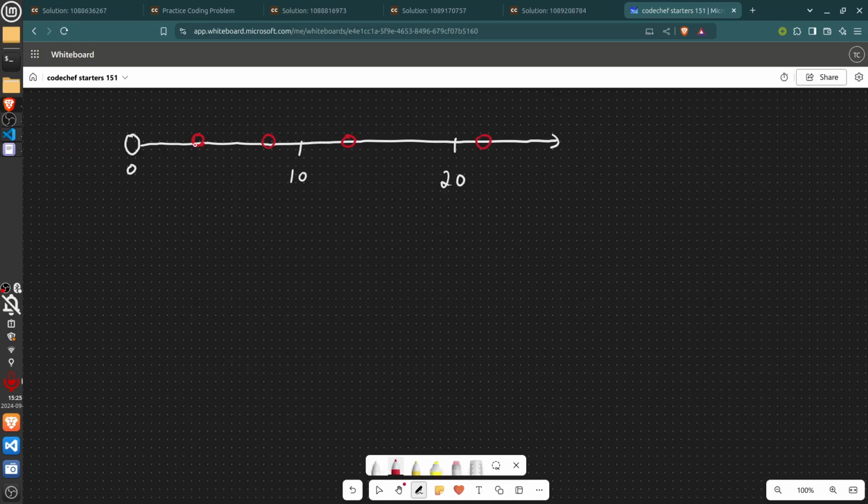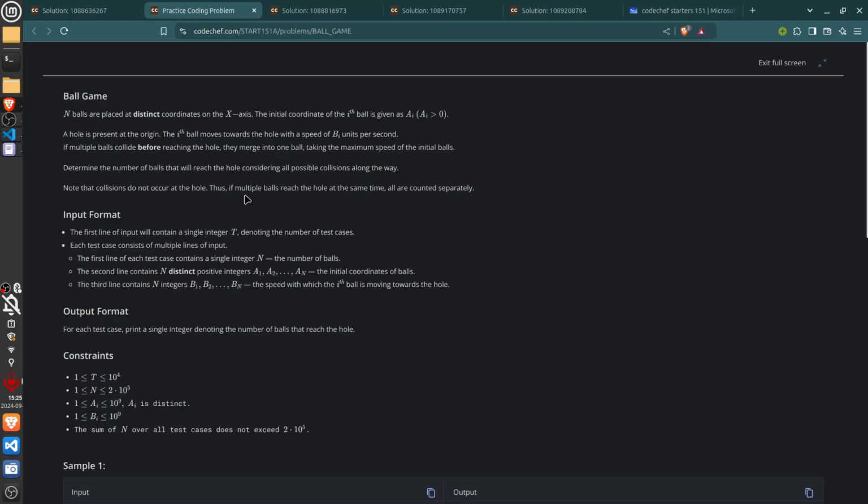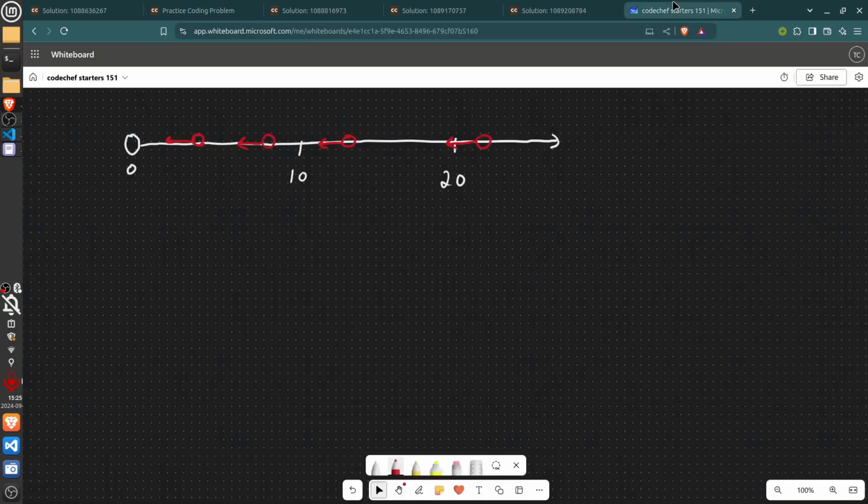We also know the direction of travel of all the balls is in this direction. They're all going to reach the hole. And the question really is how many, determine the number of balls that will reach the hole. Okay, so at most n balls could reach the hole. Now, there may not be n balls that reach the hole because some of these balls may collide. They all have some type of speed, and so they may collide at some point.